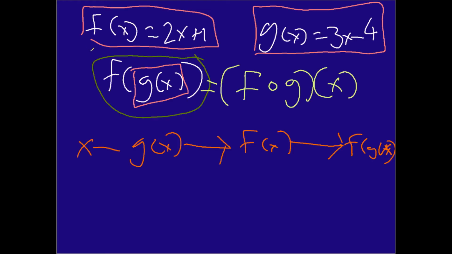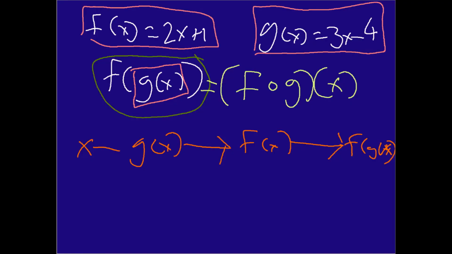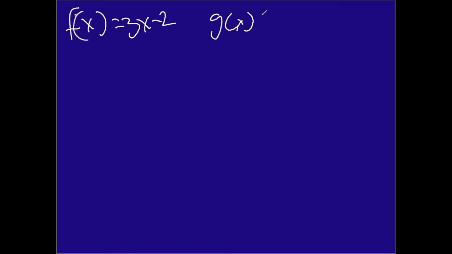Let's do the opposite now. So let me go back real quick and rewrite my equations. I'll just go right here. All right. So I still have my f of x. F of x equals 3x minus 2. And then I still have my g of x equals 5x plus 1.